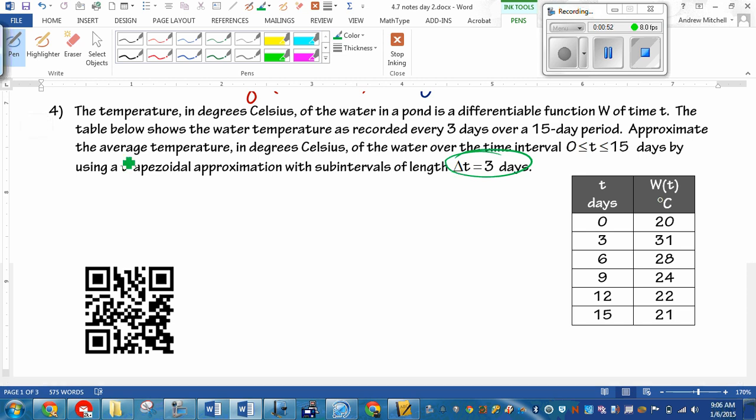Approximate the average temperature. So this is key: it's asking for the average temperature. This is actually going to bring in some old material, some stuff that we need to remember. Of the water over that time interval using a trapezoidal approximation.